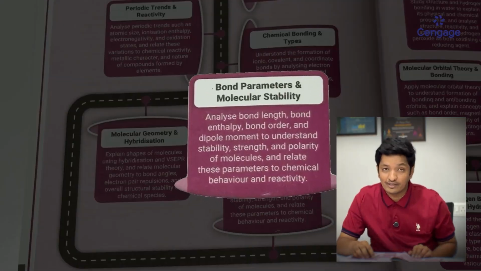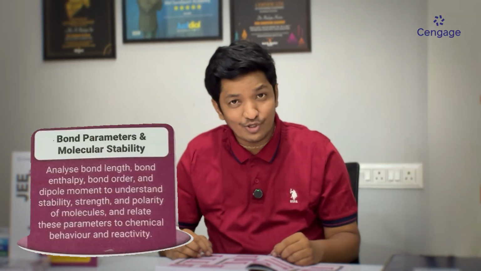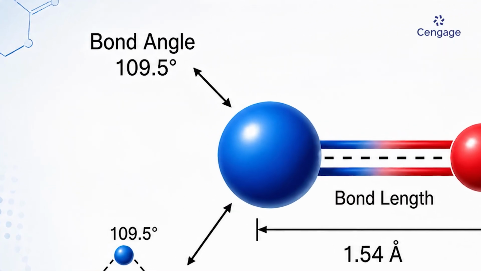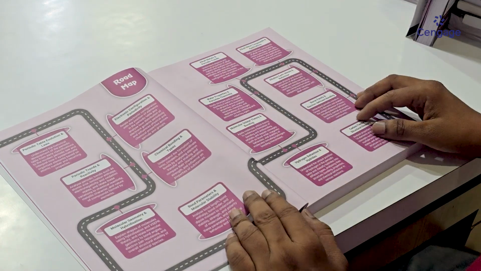There are bond parameters in molecular stability. In the bond parameters, a bond has different parameters: bond order, the number of bonds between two atoms; the bond length, the internuclear distance between two atoms in a molecule; and the bond energy, the amount of energy required to break this bond, right? All these parameters. And important is bond angle, the angle between adjacent bonds. How to judge which has a higher bond angle and which has a lower bond angle, and based on what factors we are going to judge theoretically, and how bond order is going to affect chemical reactivity. All these parameters we are going to see in this particular topic.